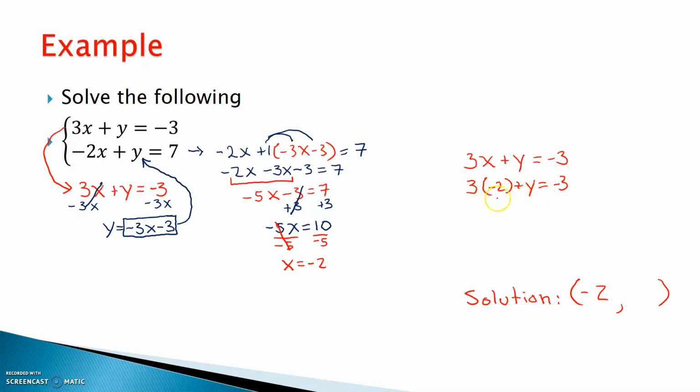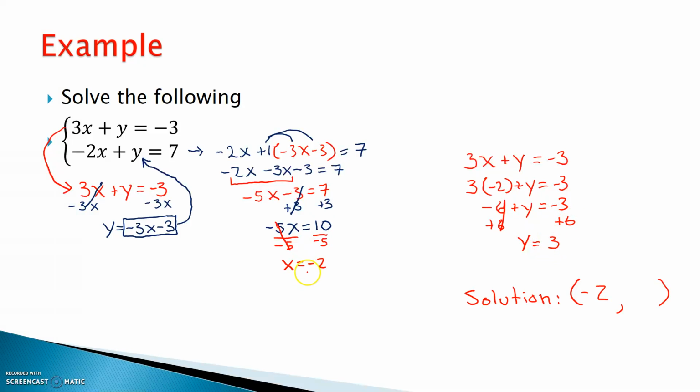What's 3 times -2? That's negative 6 plus y is equal to negative 3. How do I get rid of that minus 6? So I say, hey, plus 6, plus 6. These guys cancel out. Y is equal to negative 3 plus 6, which is a positive 3.